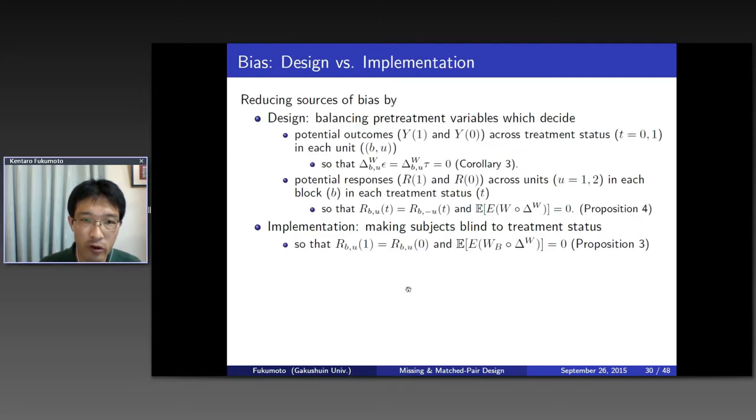So we can reduce sources of bias by either design or implementation. And by design, we can balance pre-treatment variables which decide potential outcome or potential response. And by implementation, we can make subjects blind to treatment status.